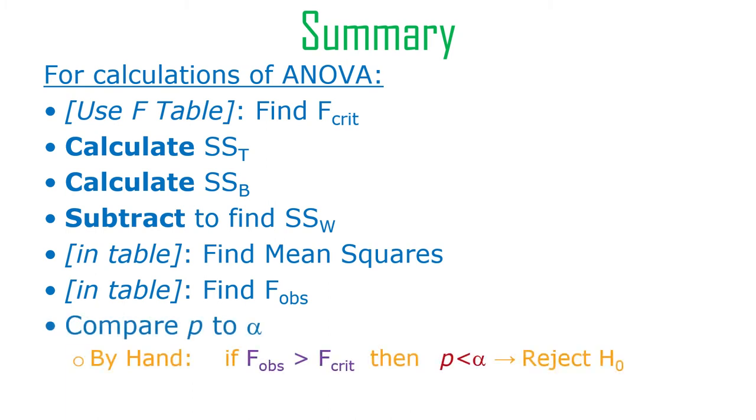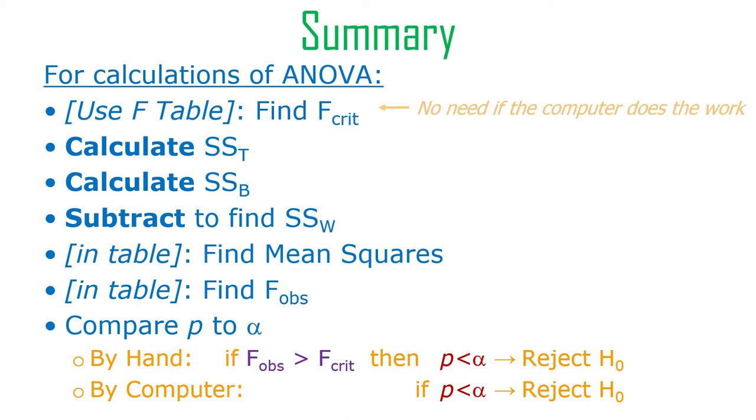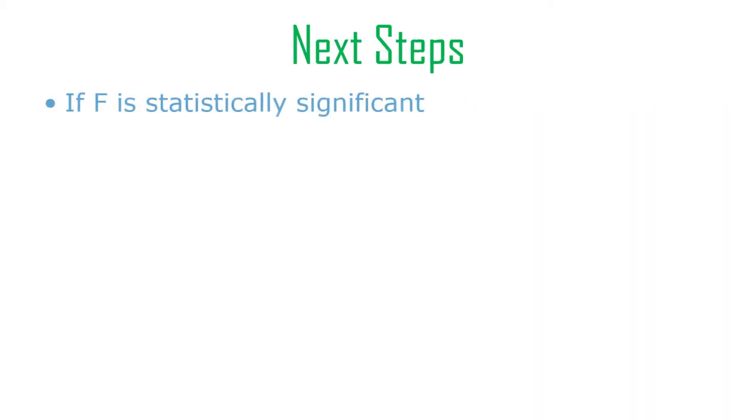If you're doing this all by hand, you just compare F observed to F critical. It gives you minimal information about p versus alpha. If F observed is greater than F critical, then p is less than alpha. If not, then p is greater than alpha. But if you're doing this by computer, there's no F critical. You just look at p. The computer will say p is 0.175, something like that. So remember, there's no F critical or T critical or Z critical or anything like that if you're doing things on a computer.